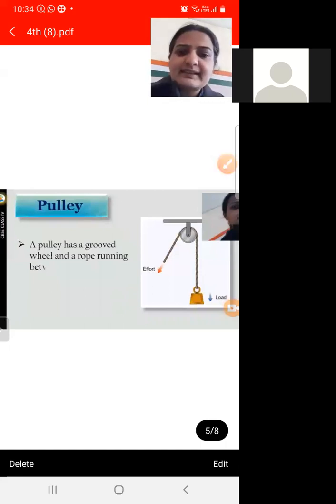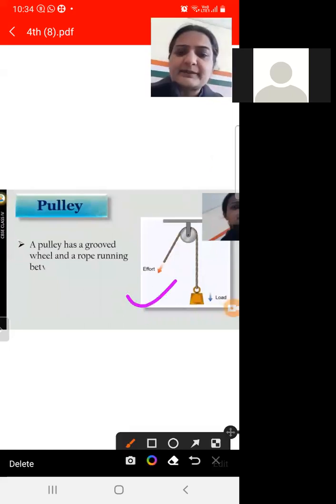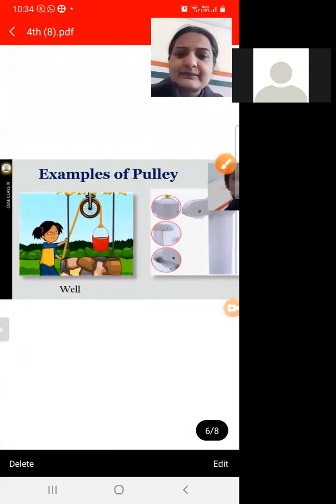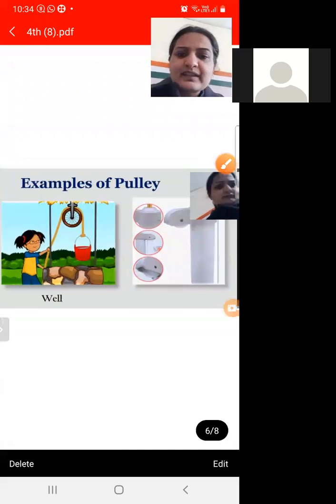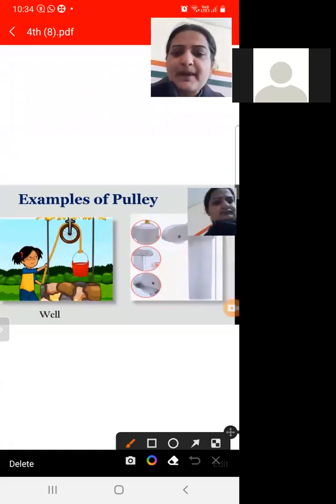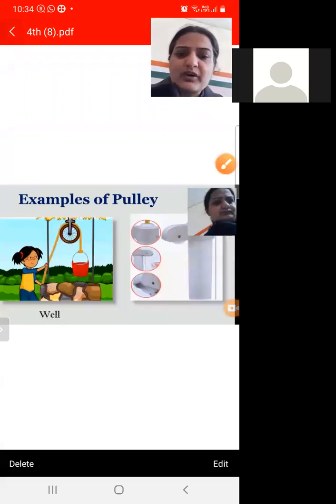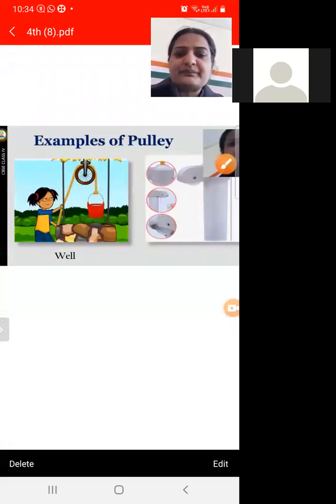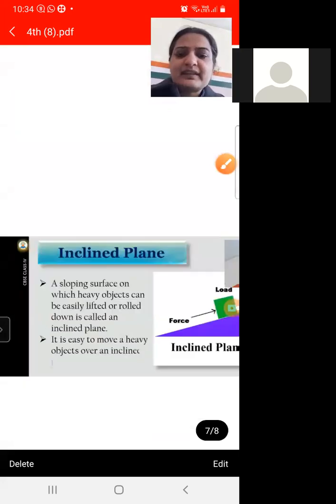Next is pulley. It is a pulley. These are examples of pulley. The rotating wheel that we use to draw water is called a pulley.